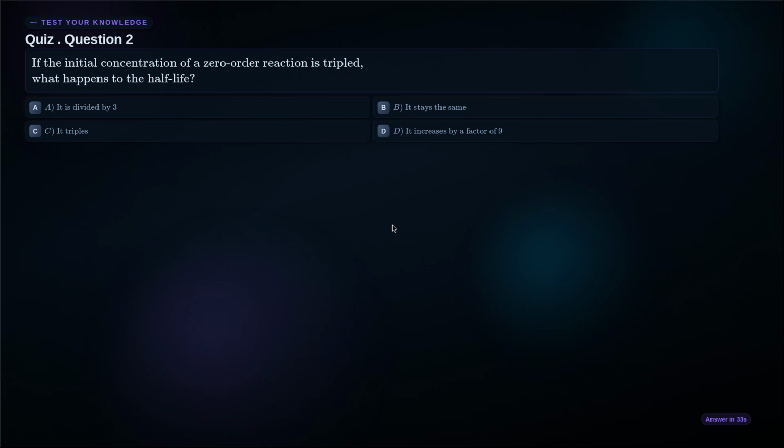For zero order, T1/2 equals A0 over 2k. Tripling A0 gives T1/2 prime equals 3 times A0 over 2k, which is 3 times the original T1/2. The half-life triples because it is directly proportional to the initial concentration.